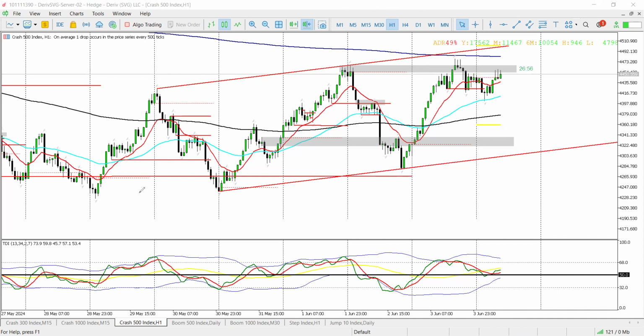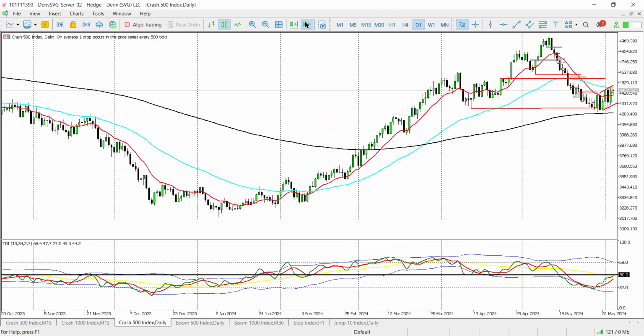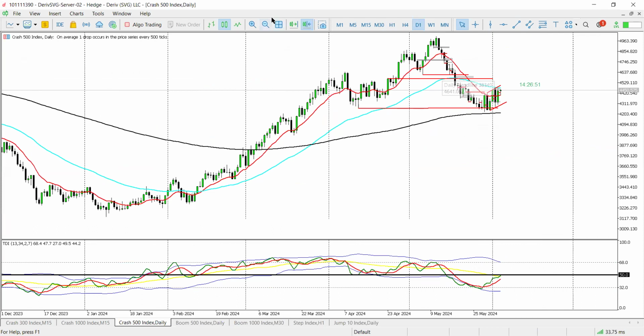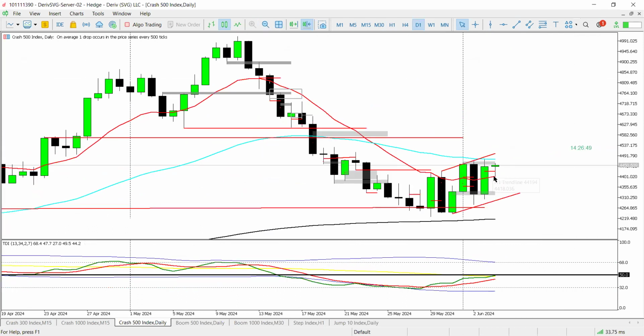So let's see daily. Okay, so on the daily again, we are trading in between the 13 EMA, which is a dynamic support, and the 50 EMA on top, which is a dynamic resistance. So we are sort of, like I said, in that tiny range. So let's see what happens.